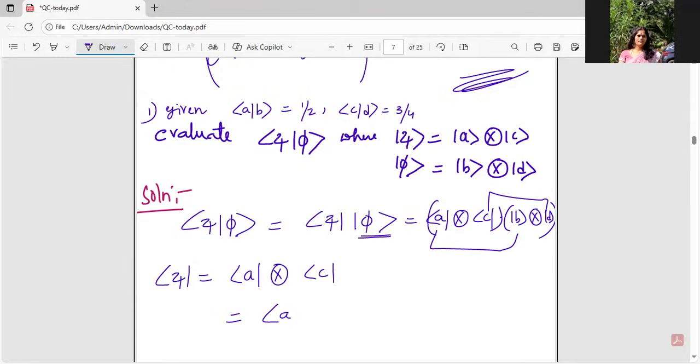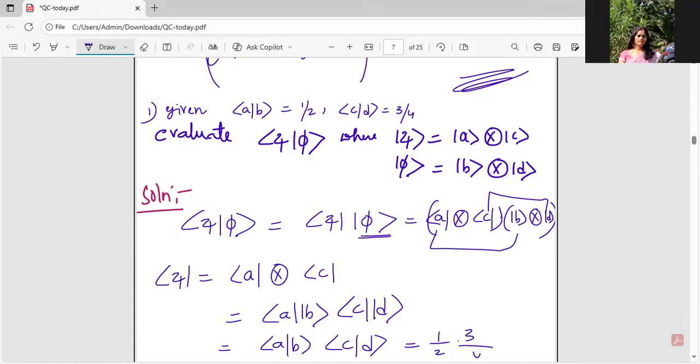So it is bra A, ket B, and bra C, ket D. Or I need not write two lines. It is just the inner product of AB and inner product of CD, guys. So it's nothing but 1 by 2 into 3 by 4, which gives me 3 by 8.